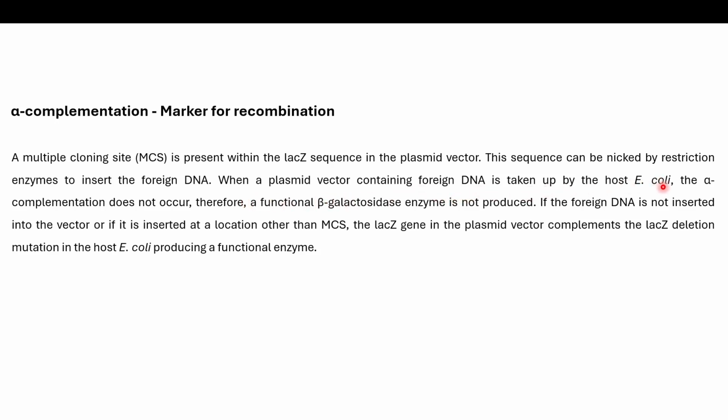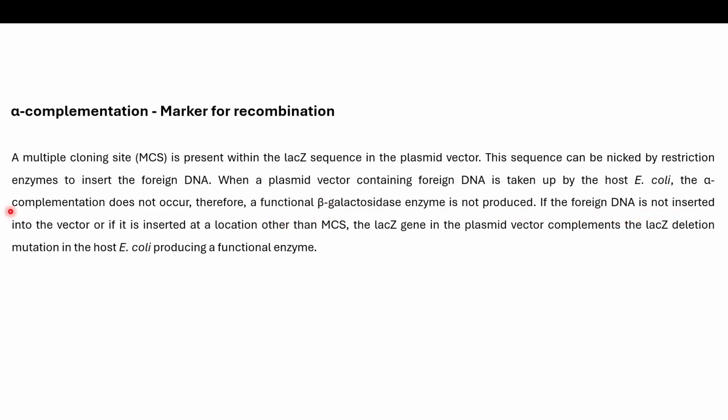DNA is taken up by the host E. coli, alpha complementation does not occur because the plasmid vector has the foreign DNA insert, so it has insertional inactivation. So functional beta galactosidase enzyme is not produced.